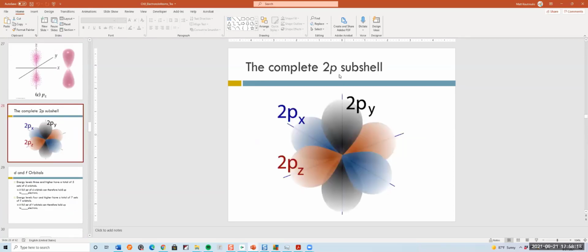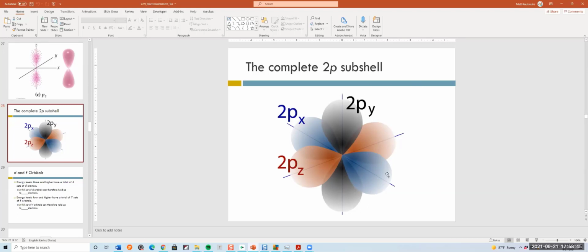So, for example, remember this? This was my 2p subshell. This was an orbital, this was an orbital, and this was an orbital. The first electron, it doesn't matter which one of these it goes into. Let's say it goes into px. The second electron will not go into px. The second electron wants its own room. So if there's an electron in px, the next electron has to go in y or z. Let's put it in y.